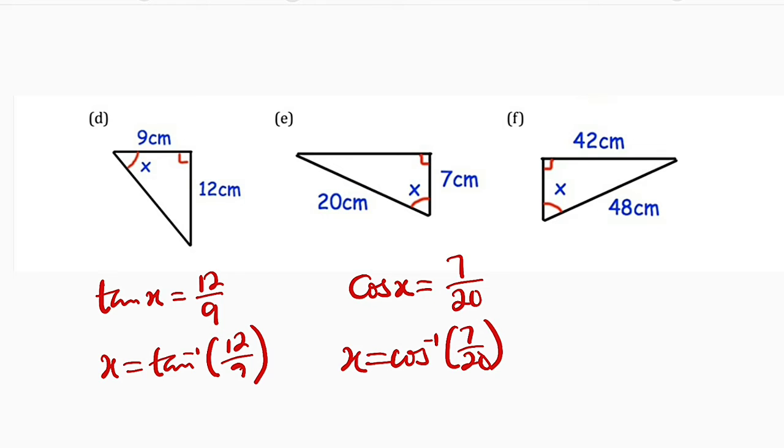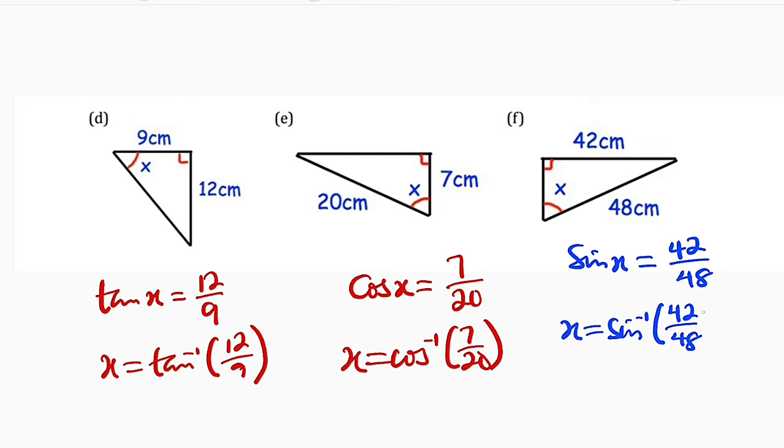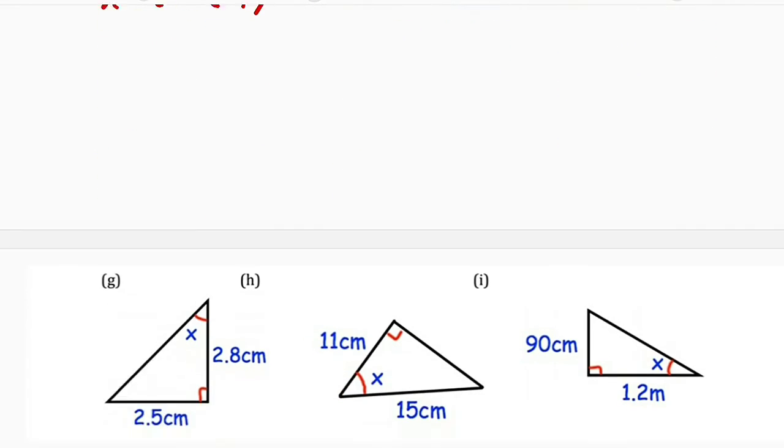And lastly, you can see we have a hypotenuse and we have opposite side because it is directly opposite to the acute angle. So we use sine here. So sine of that x value is equal to opposite divided by hypotenuse. Therefore, x equal to sine inverse of 42 divided by 48. Just use your calculator, press everything here. Let's move to the next one.